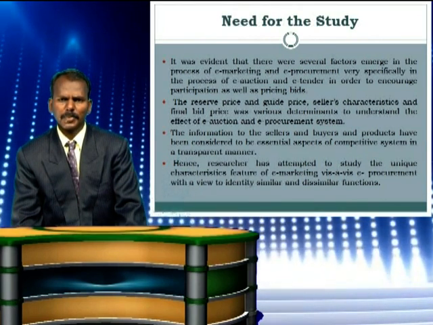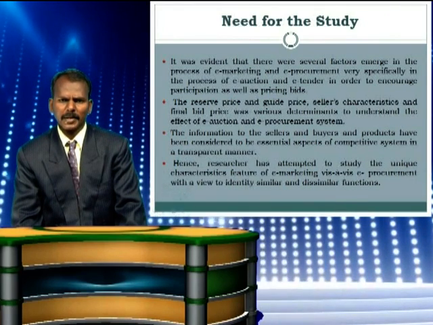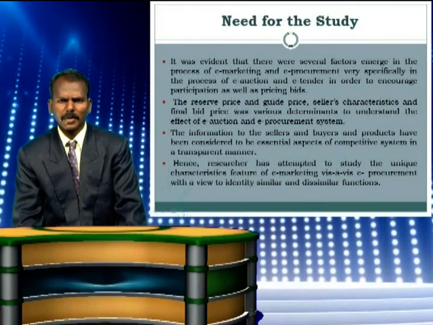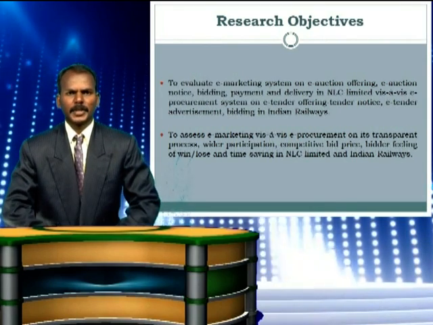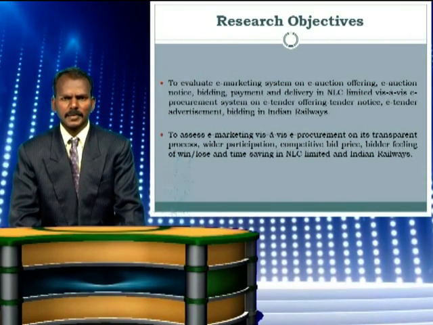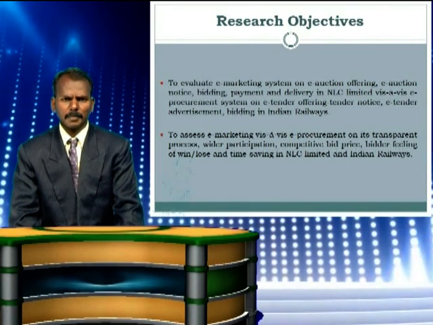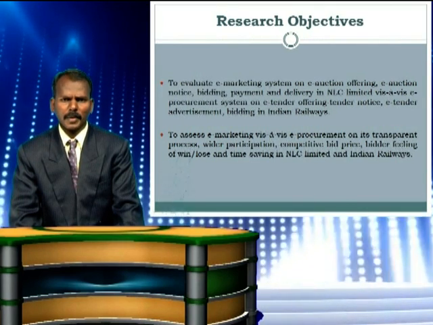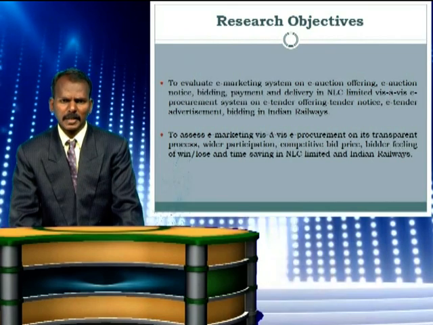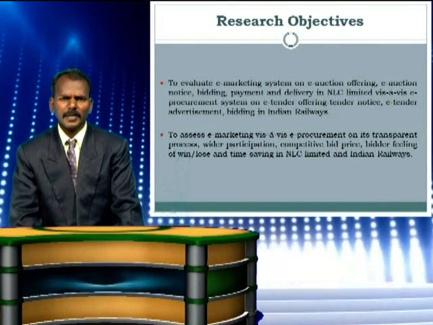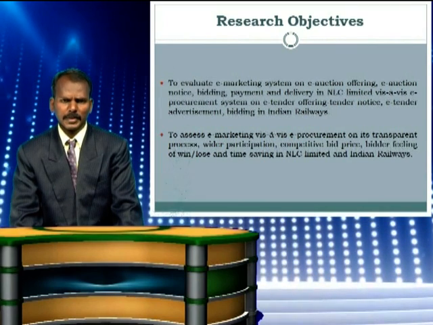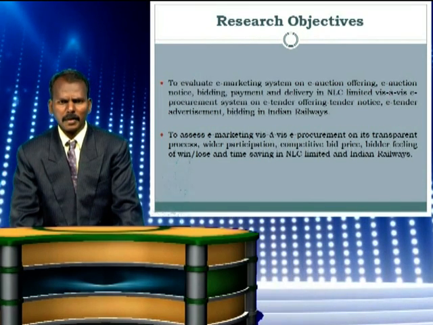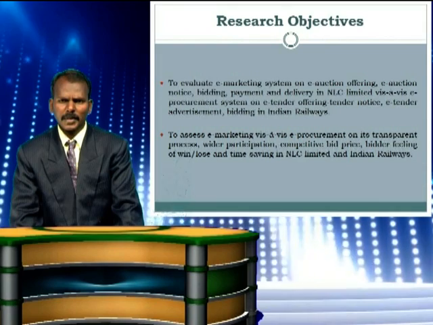Hence, the researcher has attempted to study the unique characteristic features of e-marketing vis-a-vis e-procurement with a view to identifying similar and dissimilar functions. Research objectives. First, the evaluation of the e-marketing system on e-auction offering, e-auction price, bidding, payment and delivery in NLC Limited vis-a-vis the e-procurement system on e-tender offering, e-tender notice, e-tender advertisement and bidding in Indian Railways. Second, to assess the e-marketing vis-a-vis e-procurement on its transparent process, wider participation, competitive bid prices, bidder feeling of winner or loser, and time savings in NLC Limited and Indian Railways.